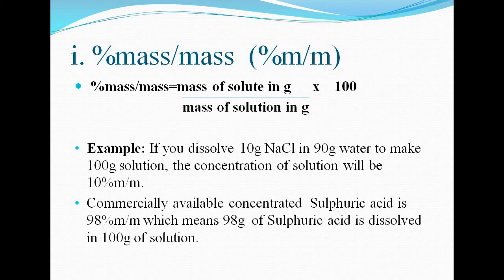Commercially available concentrated sulfuric acid has 98% mass by mass. It is written on the sulfuric acid bottle. So what is meant by 98% mass by mass? Now you can expand this percentage into a sentence. 98 is the concentration of sulfuric acid. In whole 100 gram of sulfuric acid solution, 98 gram of sulfuric acid is dissolved. So the value with percentage is actually the mass of solute in 100 gram of solution.